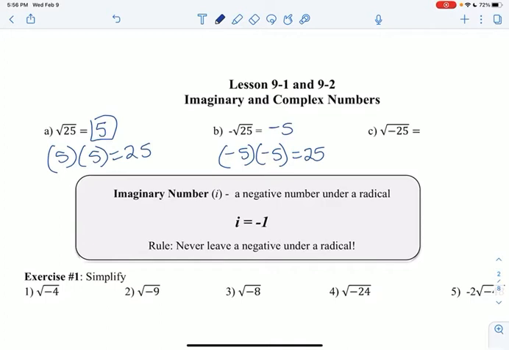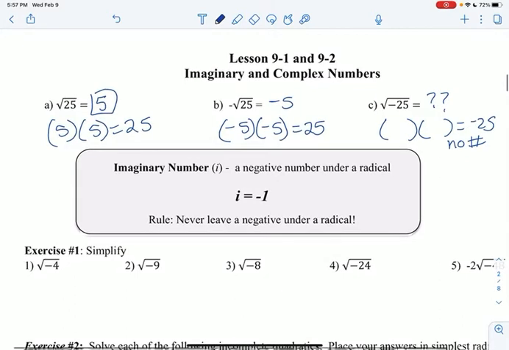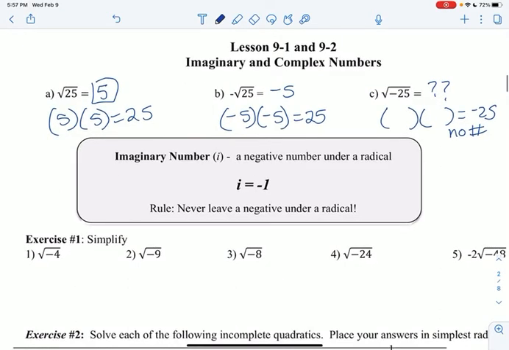Okay, and that again is because negative 5 times negative 5 is 25. Now when I do the square root of negative 25, there is no answer. That's because there's no number that exists that I can multiply by itself and get negative 25. There's no number, all right? So we now are going to introduce imaginary numbers, and that will help us deal with negatives under the radical sign. So I use an i for an imaginary number.